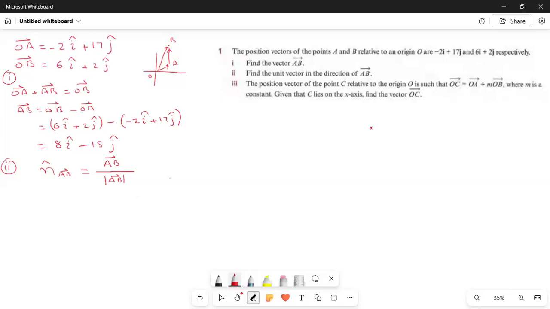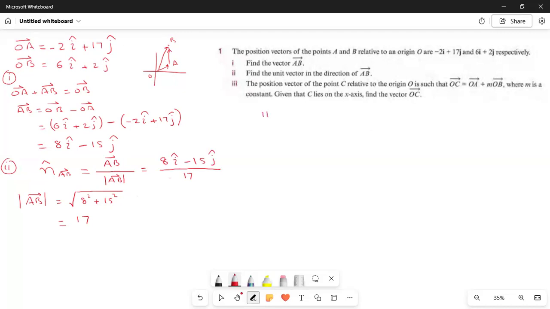Let me find the magnitude of AB first. The AB vector's magnitude is going to be the square root of 8 squared plus 15 squared. Am I right? This will give us 17. So this unit vector is going to be AB, which is 8i minus 15j, divided by 17. You can confirm that this vector has a magnitude of 1, and of course it is in the direction of AB. So this was part 2.